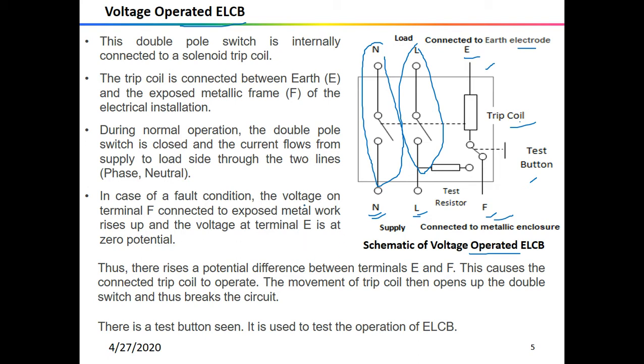So this is all about the working of this voltage operated ELCB, and the one major advantage of this voltage ELCB over the RCCB, which we will see in the next slide, that is the current operated ELCB, is that these are less sensitive devices. These voltage operated ELCBs are less sensitive devices, and due to the fault condition they give us less occurrence of nuisance tripping.